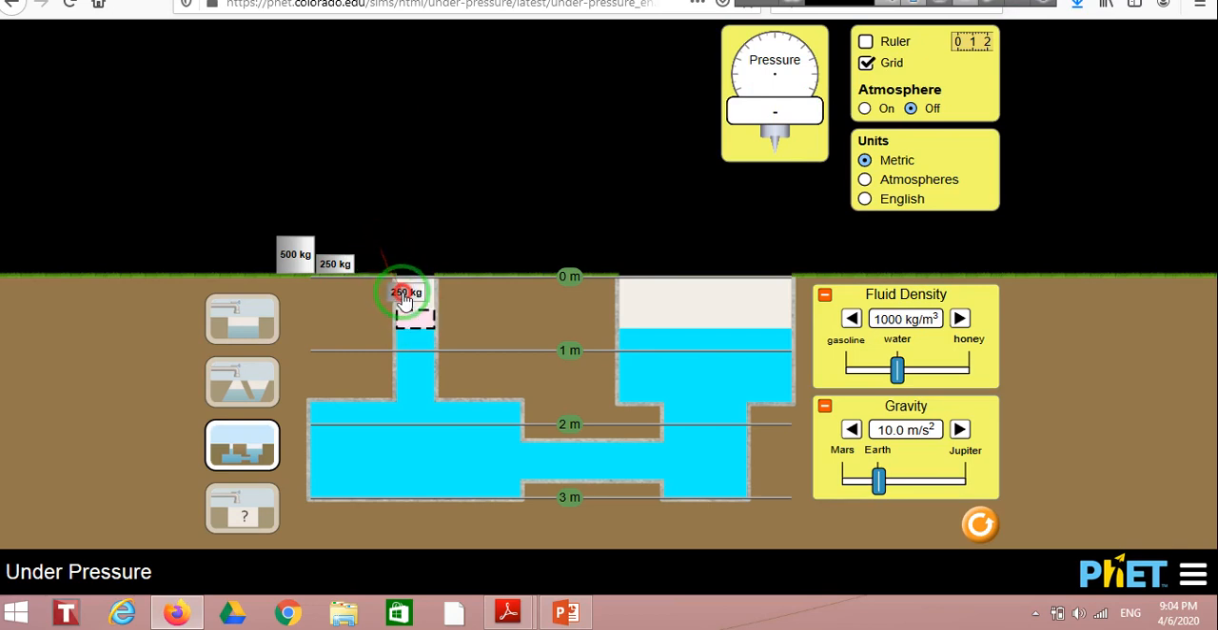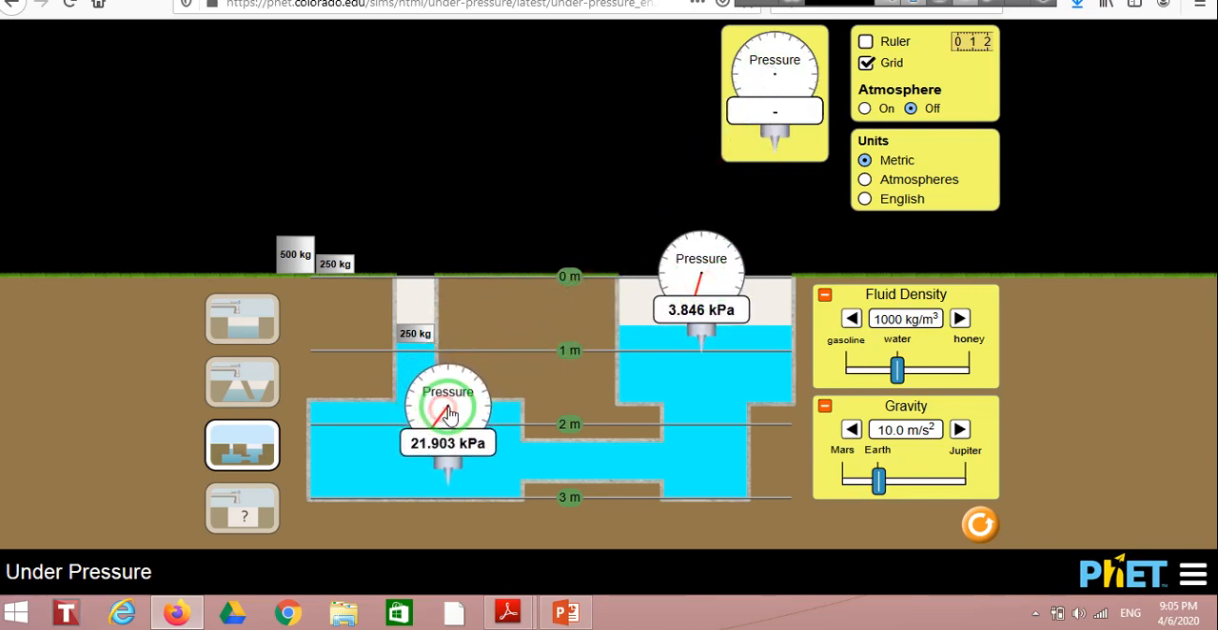This 250 grams is placed at this side. We can see that the level of liquid here increases. I'll use this in order to see the measurement of the pressure at different points, as we can see. I'll put another 250 kilograms. As we can see, the pressure at different points also increases, although the pressure is exerted at this point.